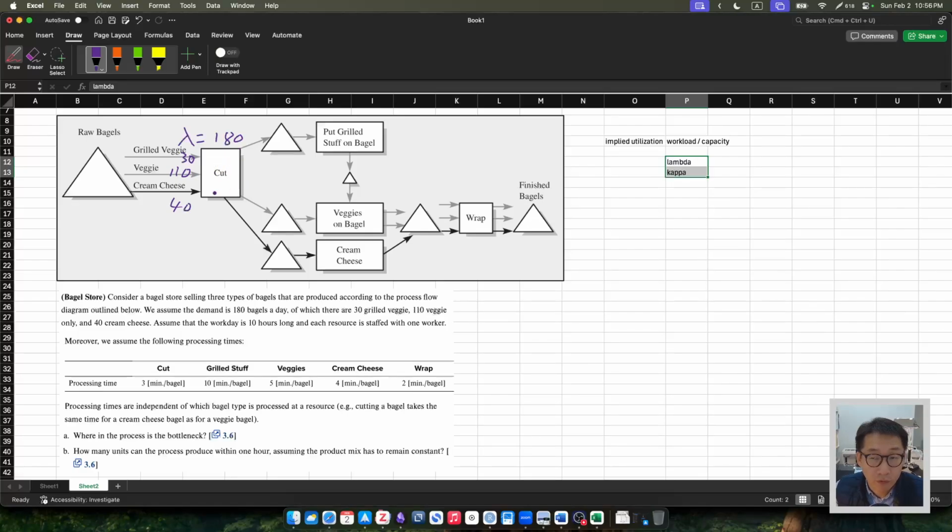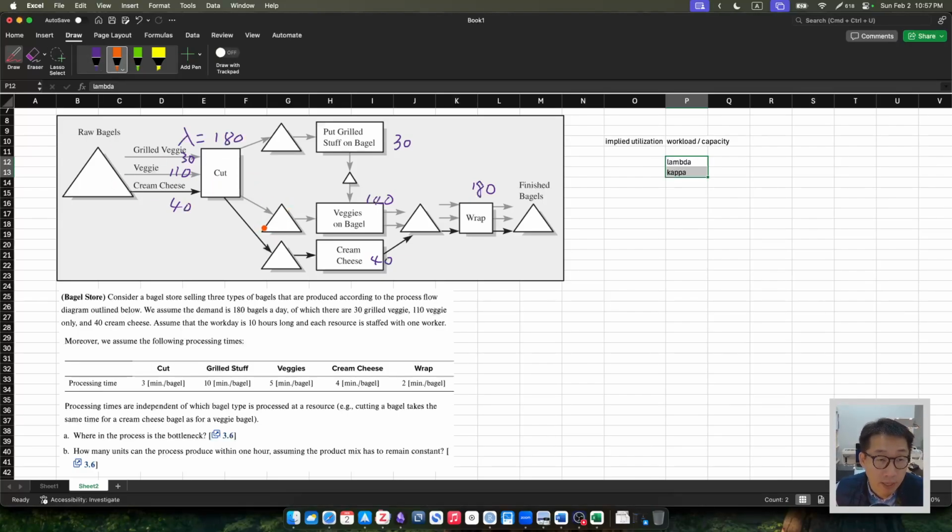I'm going to come back later to figure out the kappa. To put grilled stuff on bagels, only the grilled veggies go here, so it's 30 here. The 30 comes here to join with 110, so you're looking at a lambda of 140 here. The purple is my lambda. For the cream cheese, it's only 40. All three merge together here, so you're looking at 180. That makes sense. Now we have all the workload, or lambda, calculated.